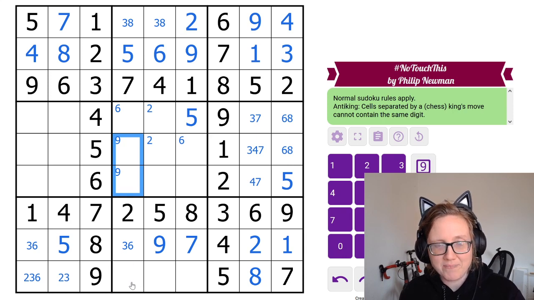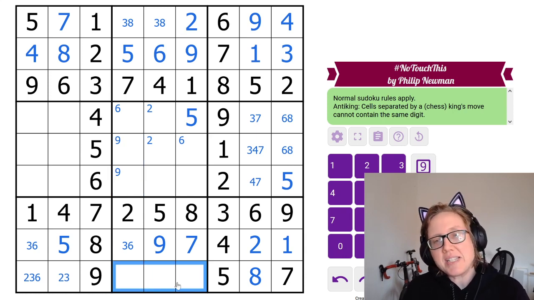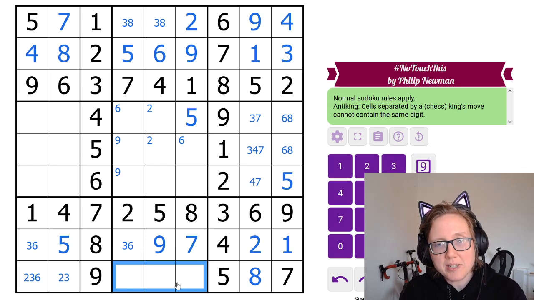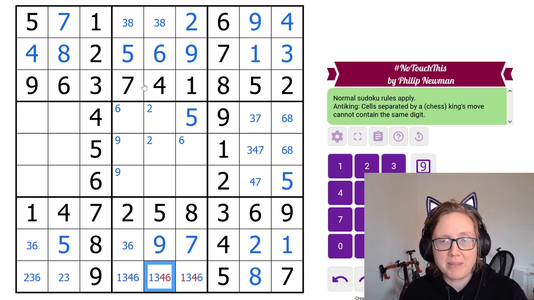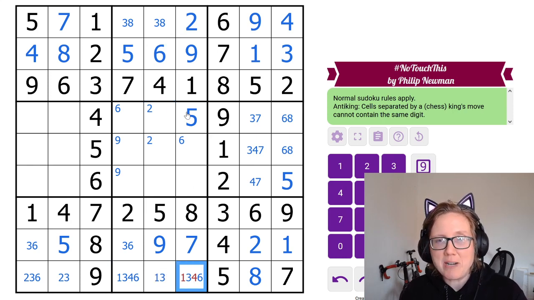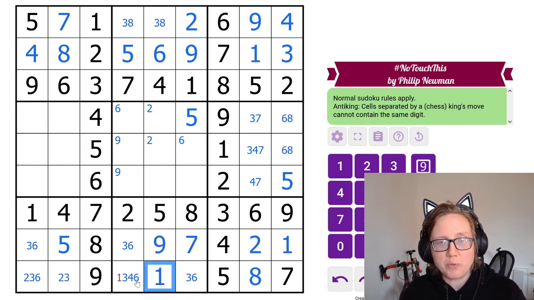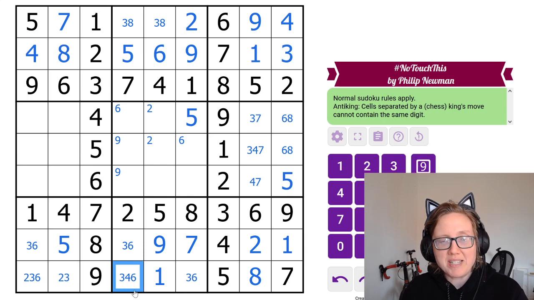That's a start. These cells contain my remaining digits in the box, which are 1, 3, 4, and 6 in some unknown order. I can eliminate 4 and 6 in this cell by Sudoku, and I can eliminate 1 and 4 here, 1 because of the column, and 4 because it sees this cell by anti-king. That actually gives me a 3, 6 pair in the box, which makes this a 1. And which makes this a 4.